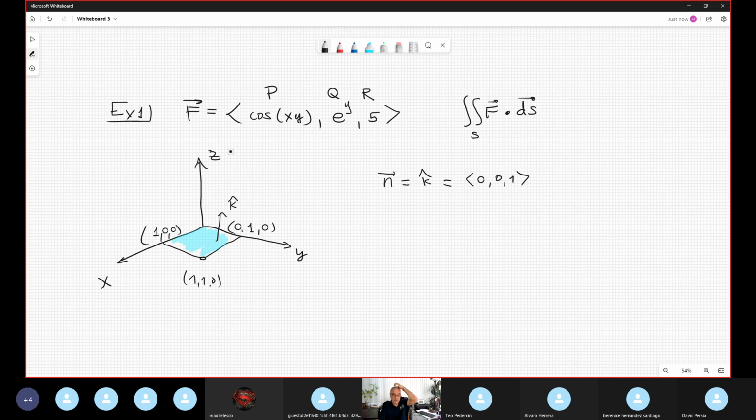And now perform the dot product between this vector PQR and 0, 0, 1. It's obvious, the dot product between this and the unit vector. Remember, we have two possibilities to analyze this: the vector field F dot product the unit vector, and you consider this like a constant, no? Entonces, when you perform it, it's obvious that 0 times cosine is 0 and 0 times exponential is 0. Entonces, 1 times 5 is 5.